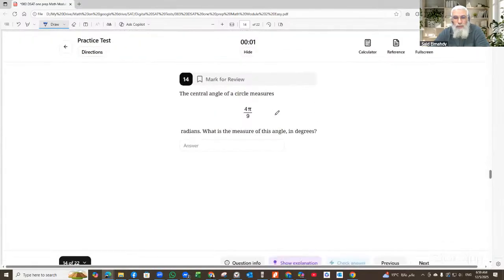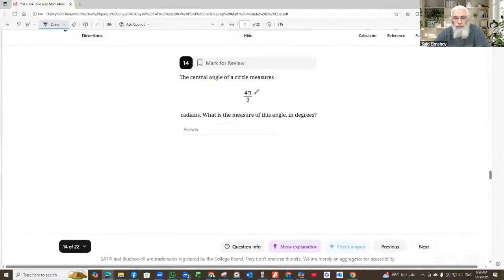The central angle of a circle measures 4 pi over 9 radians. What is the measure in degrees? So 4 pi over 9 multiplied by 180 over pi. Pi will cancel out, and 180 divided by 9 is 20. So 4 multiplied by 20 is 80. So the answer is 80.